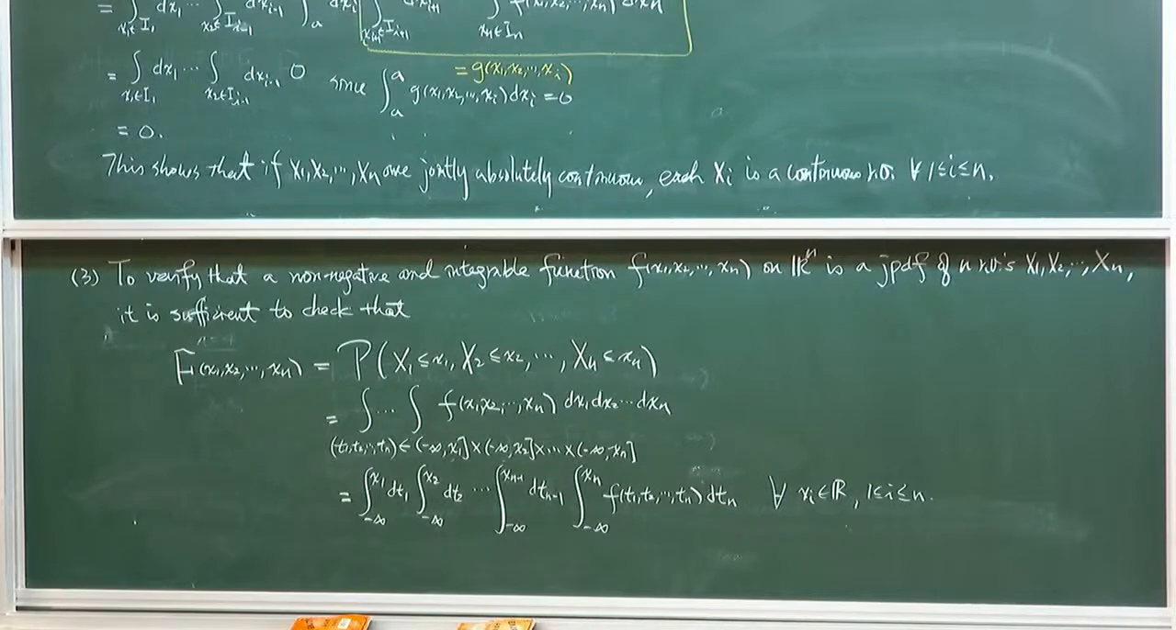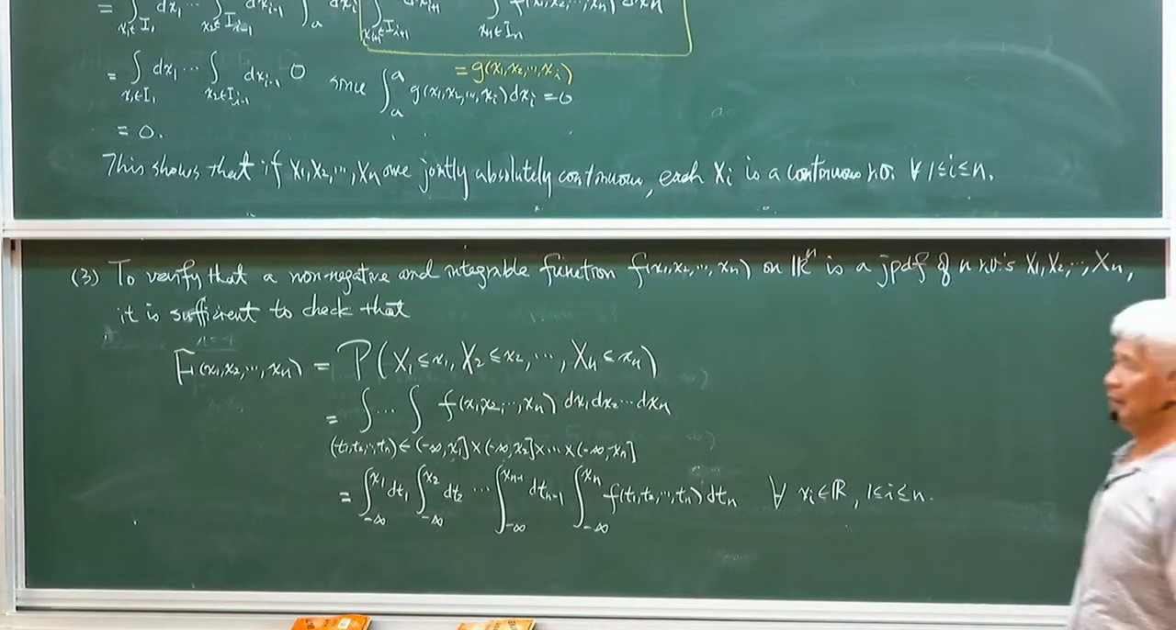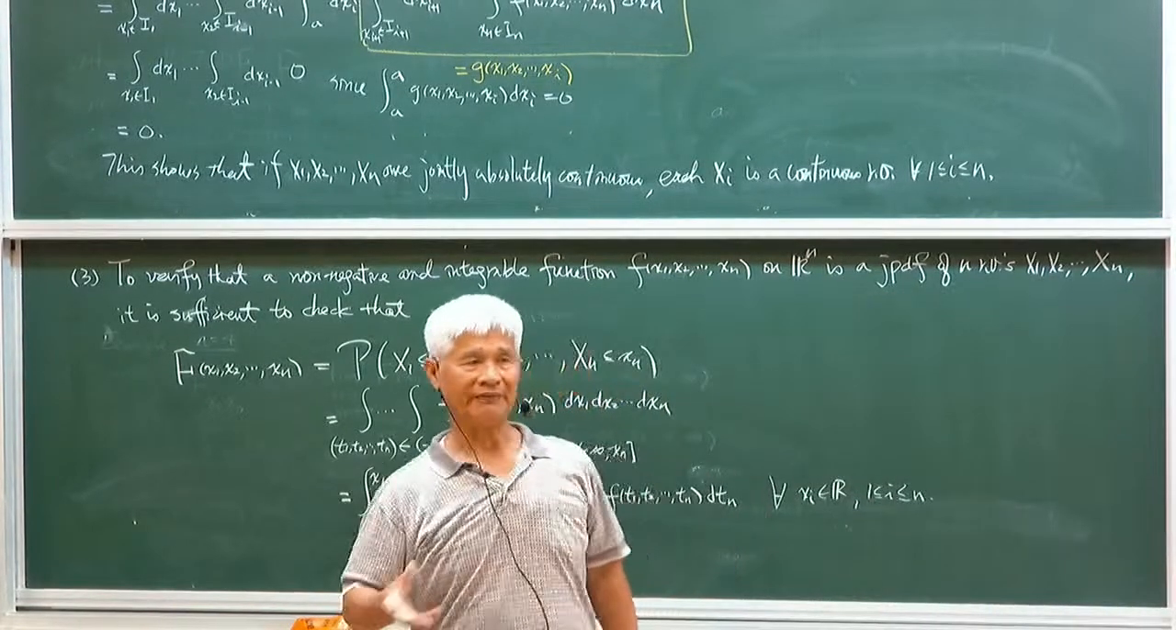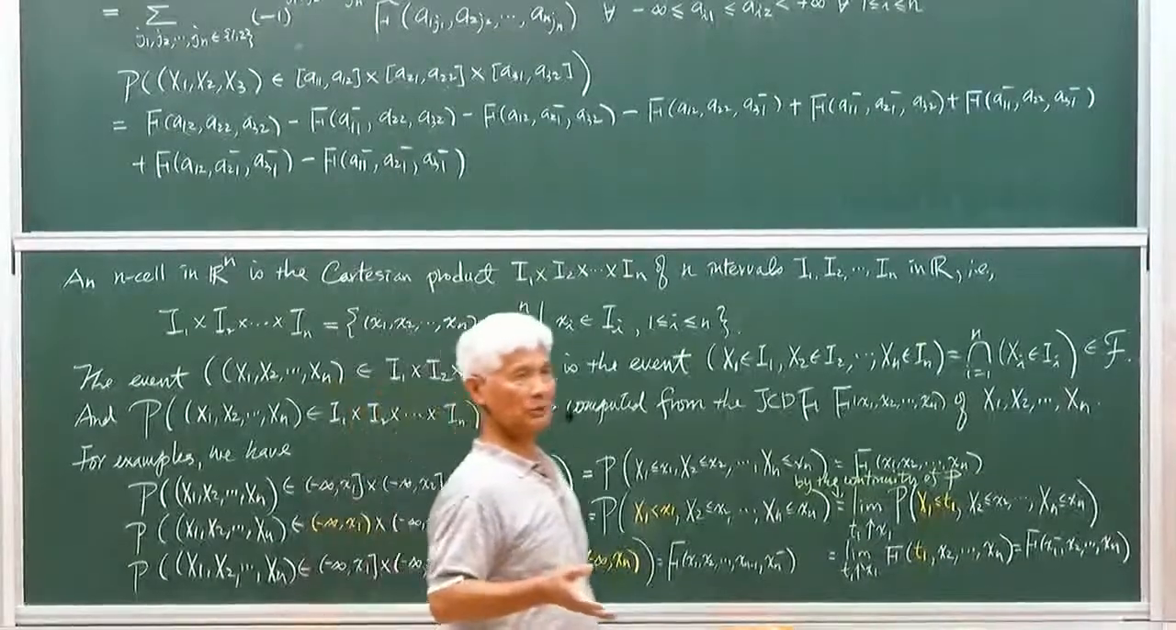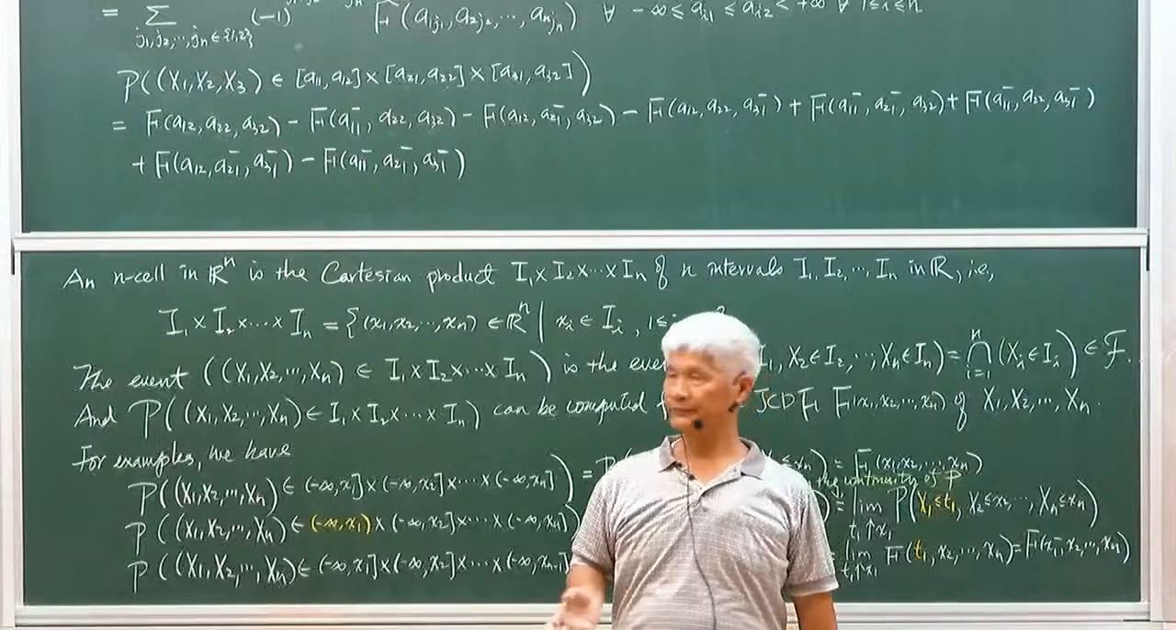All right. Now, as we know, n-cells are important in describing events which are related to n random variables.